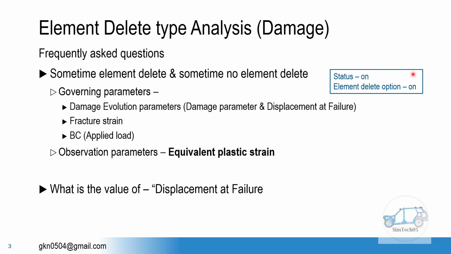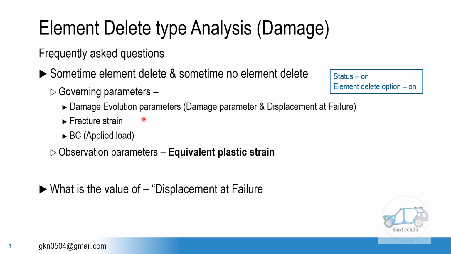These are other parameters which must be checked. So now the question is, what should be the displacement at failure? Here we have two damage evolution parameters. First is the damage parameter and second is the displacement at failure. The damage parameter is fixed at two points: at the beginning it is 0, at the end it will be 1. But what should be the displacement at failure? What value do we have to feed? That is the major question here.